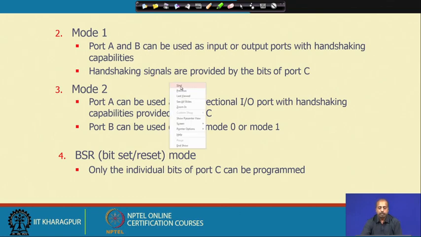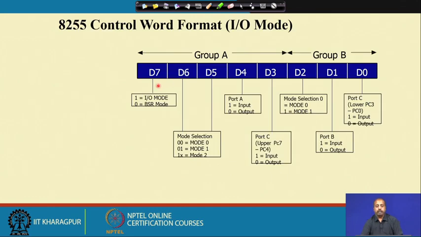The first job that we have to do is to set the control register. I have said that 8255 has a control register which you have to program properly, so that the ports can be utilized by the microprocessor. This entire control register can be divided into 2 groups: group A and group B. In group A, we have port A and port C upper bits. So, port A and port C upper bits are controlled by the group A setting, and the group B setting controls port B and port C's lower bits.